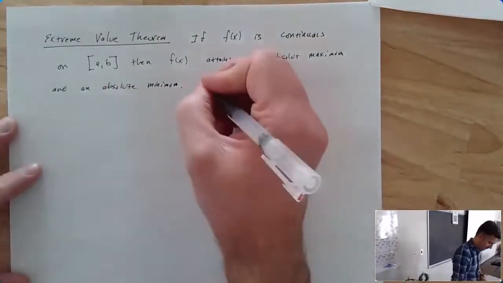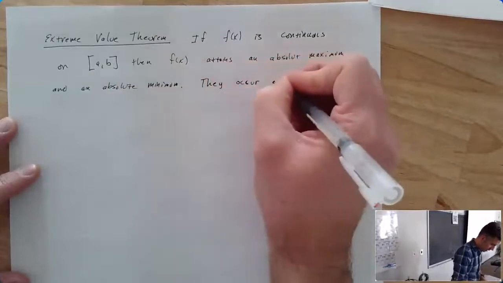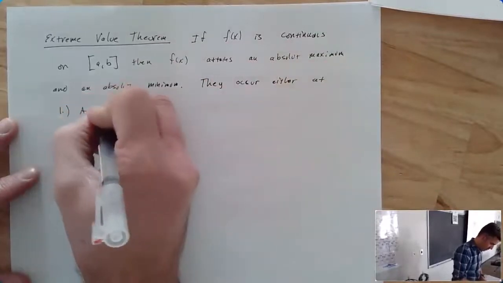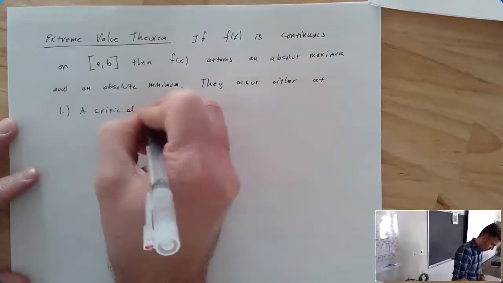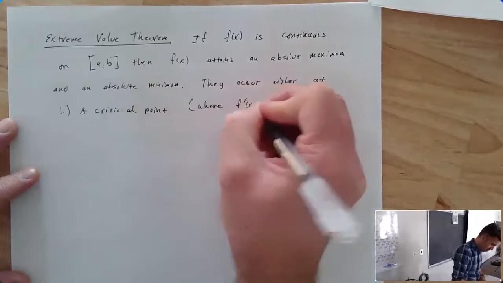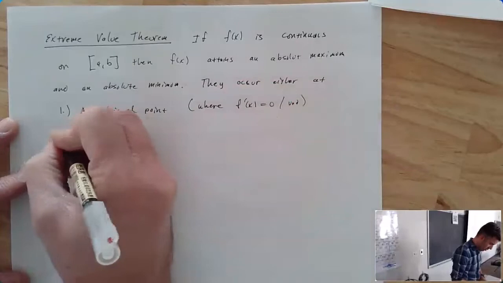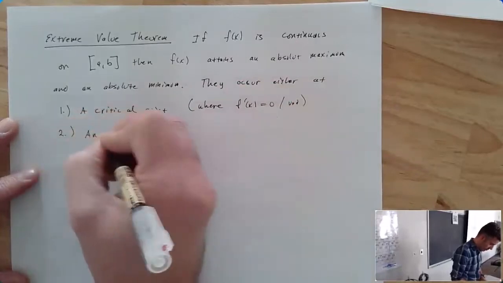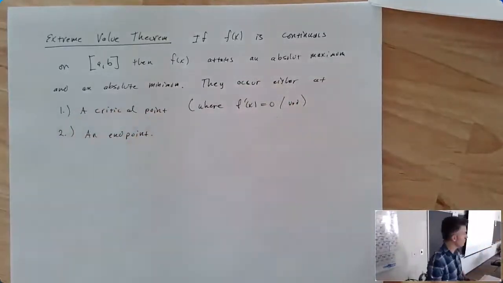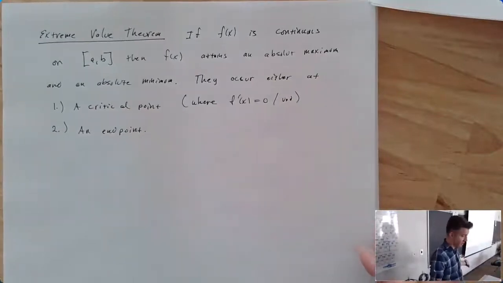And they either occur at a critical point, that is a place where the derivative is equal to 0 or is undefined, or they occur at an endpoint. Graphically, here are a few examples of how this looks.